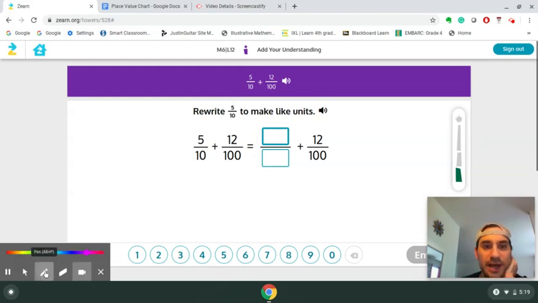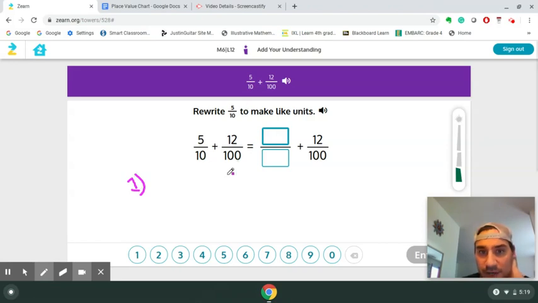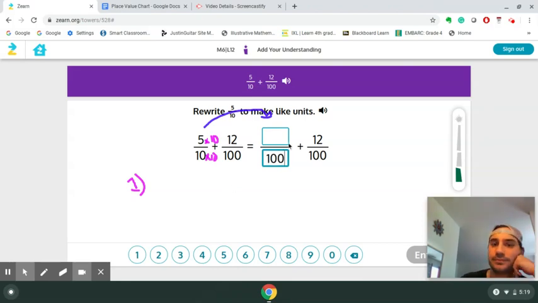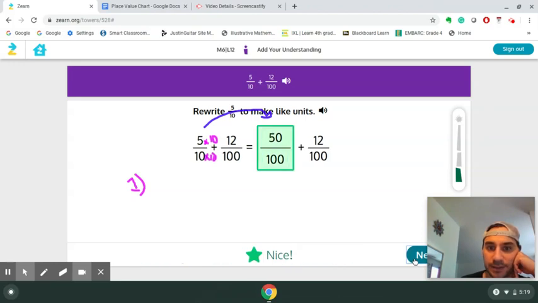Okay, our first step, step number 1. We need to rewrite 5/10ths as hundredths, okay? So in order to make tenths into hundredths, I have to multiply by 10. Remember, do the same to your numerator. All right, and we're going to write this over here. So 5/10ths are now how many hundredths? If you said 50 hundredths, you are correct. Nice job.